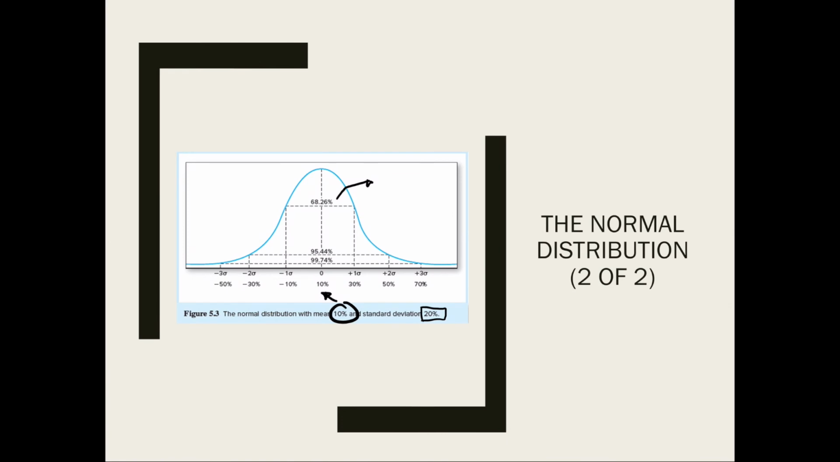68.26% of returns will fall within plus or minus 1 standard deviation of the average. Now, an even greater amount, 95.44% of returns, fall within plus or minus 2 standard deviations of the mean, and then 99.74% within plus or minus 3 standard deviations from the mean. So you can predict what range of values you can get if you know the average and the standard deviation of the data that has been analyzed.